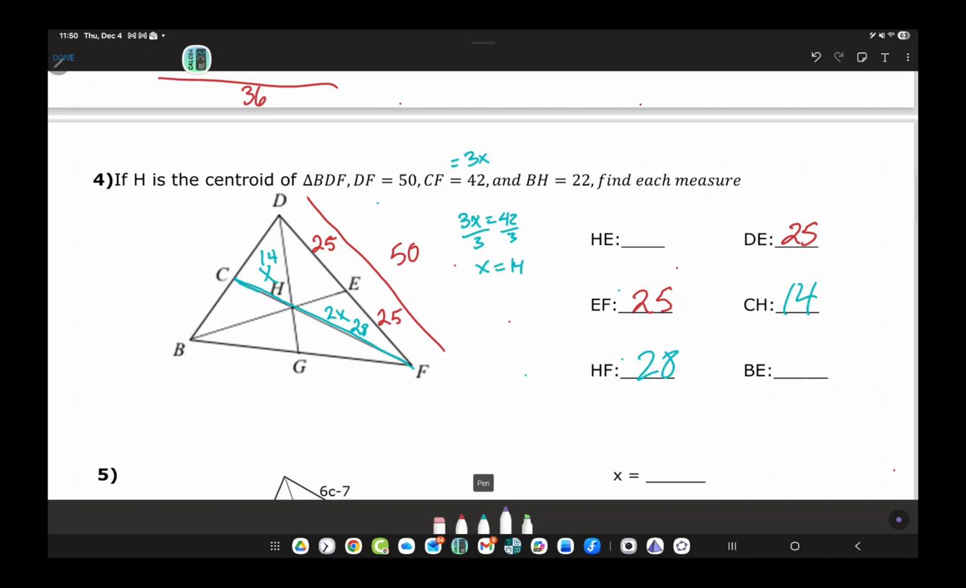We are given that BH is 22, which again, we'll say Y and 2Y. So 22 is 2Y. What is Y? 11. So HE is 11, which makes the entire segment 22 plus 11, 33.